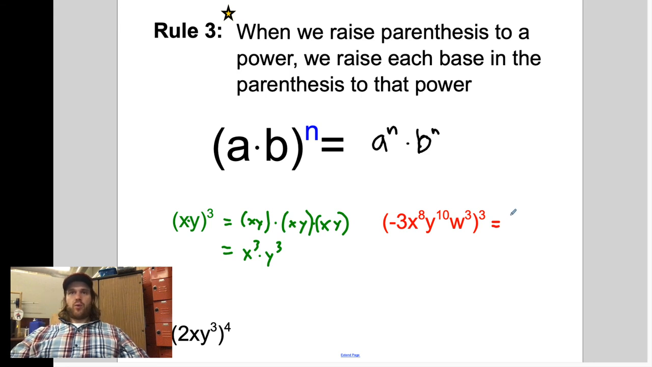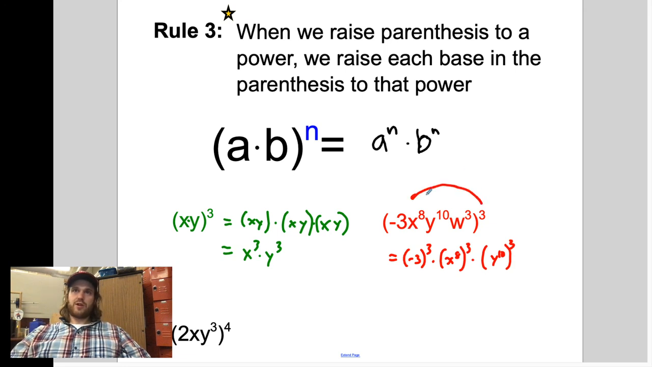So if we're applying rule 2 and rule 3 here, what do we do? Well, how many bases are on the inside of the parentheses? We have 1, 2, 3, 4 bases on the inside of the parentheses. So what we are going to do is we're going to raise all 4 of those to the 3rd power, and this is how you do that. That's negative 3 to the 3rd times x to the 8th to the 3rd times y to the 10th to the 3rd.